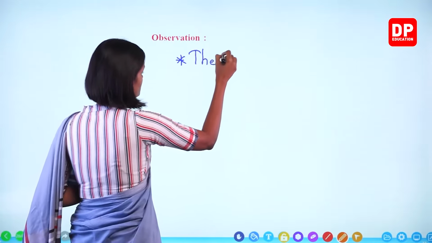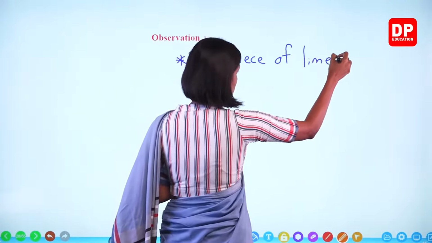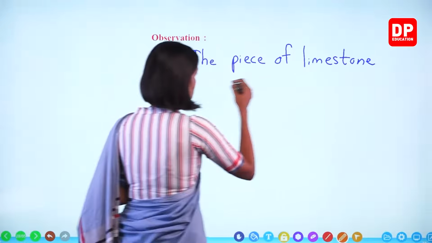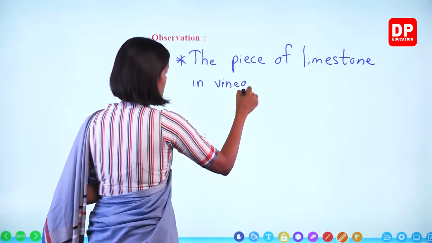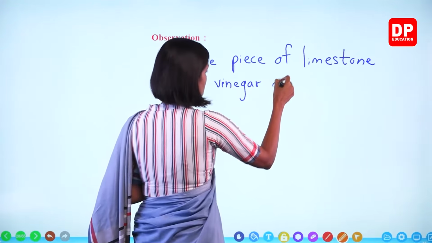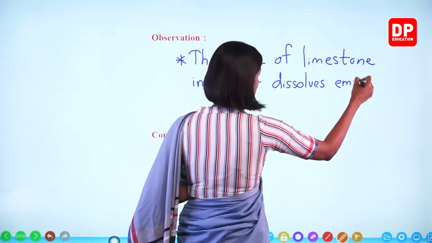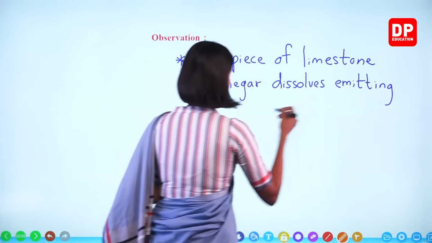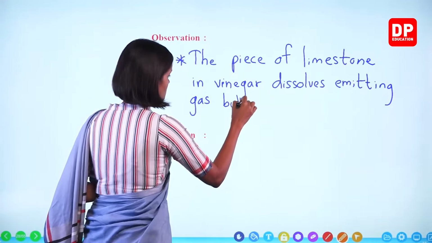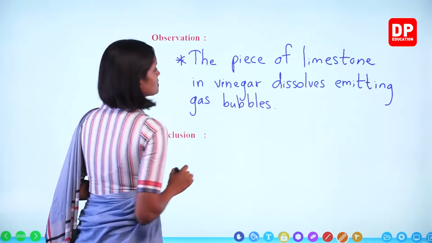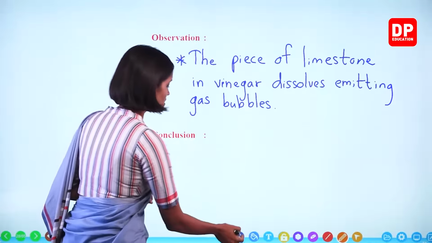The piece of limestone in vinegar dissolves, emitting gas bubbles. Gas is also released, emitting gas bubbles. The piece of limestone in vinegar dissolves, emitting gas bubbles. This was the observation. Conclusion, what happens here?